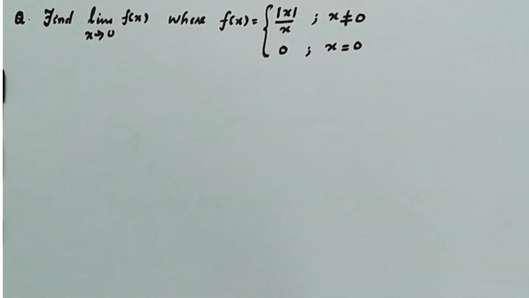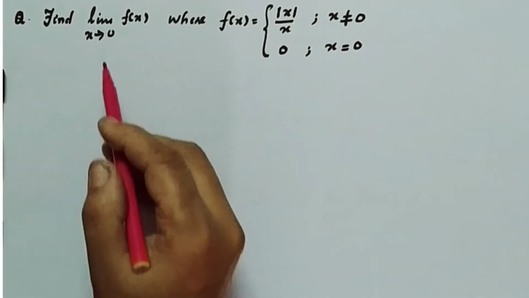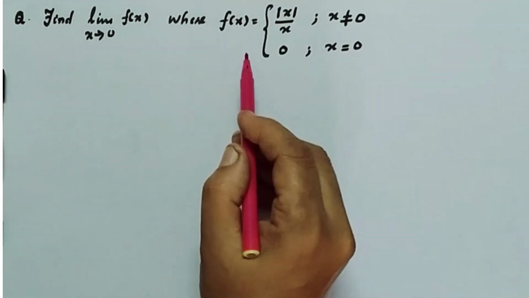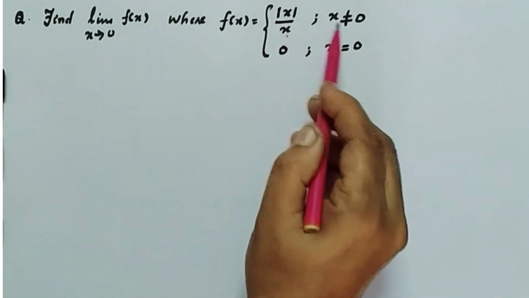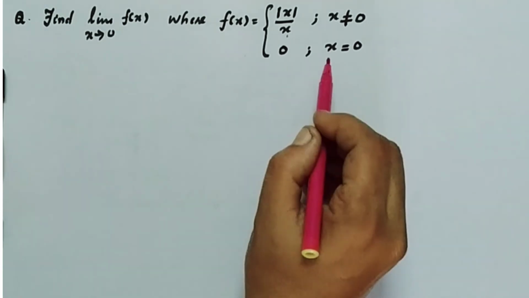Come to the next question. Find limit x tends to 0 f(x), where f(x) equals mod x by x when x not equal to 0, and 0 when x equals 0.